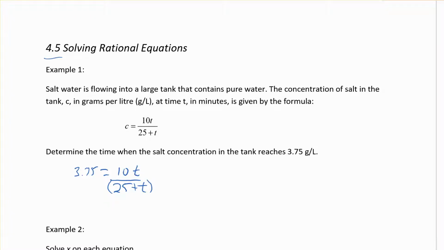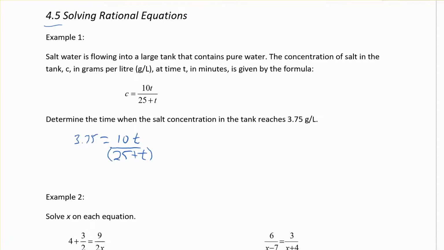Okay. So this question says salt water is flowing into a large tank that contains pure water. The concentration of salt in the tank, C, in grams per liter, at time t in minutes is given by the formula yada. Determine the time when the salt concentration in the tank reaches 3.75 grams per liter. Okay, so all we gotta do here is just replace C, the letter C here, with 3.75 grams per liter. And I'll take out the units right now just to make things a little bit more mathy, less physicsy.